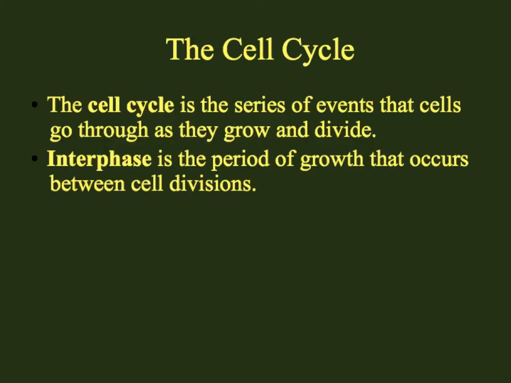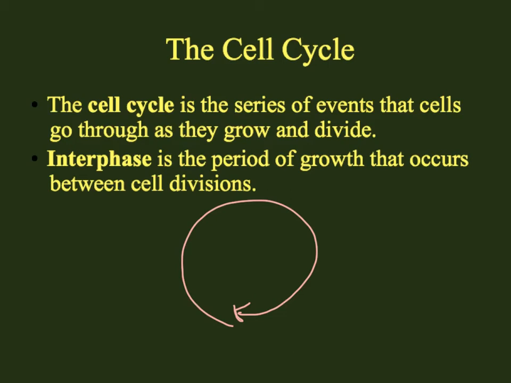Now, let's get back to cell division. Cell division occurs through something called the cell cycle. A cycle is something that has a beginning and an end and then starts over again. There might be a life cycle. There might be a water cycle. Can you think of other sorts of cycles that you've heard about in science? But a cycle is something that has a beginning and an end and then starts over again.